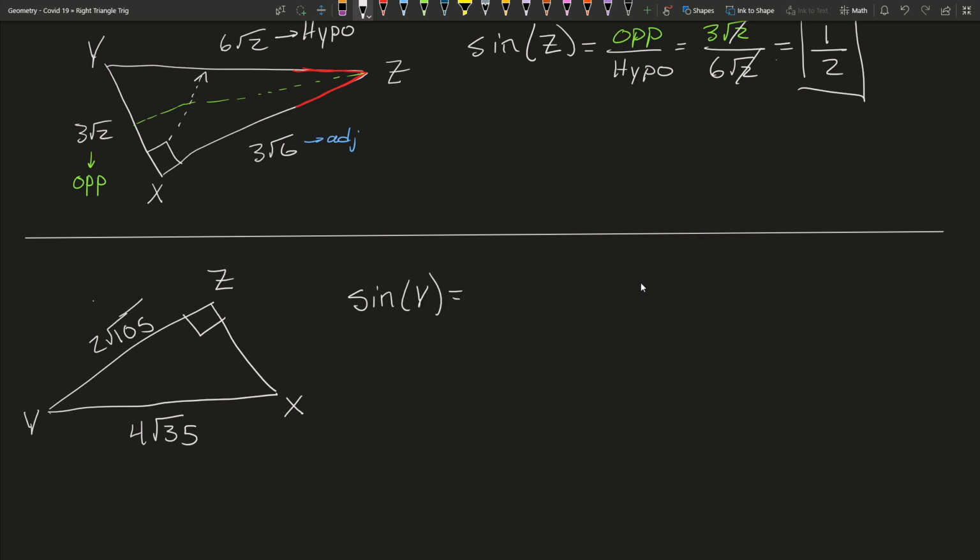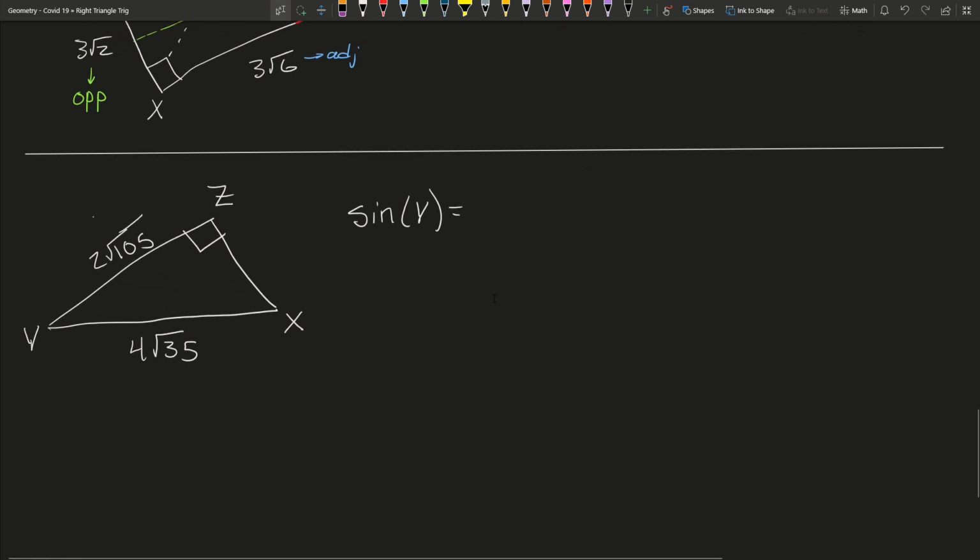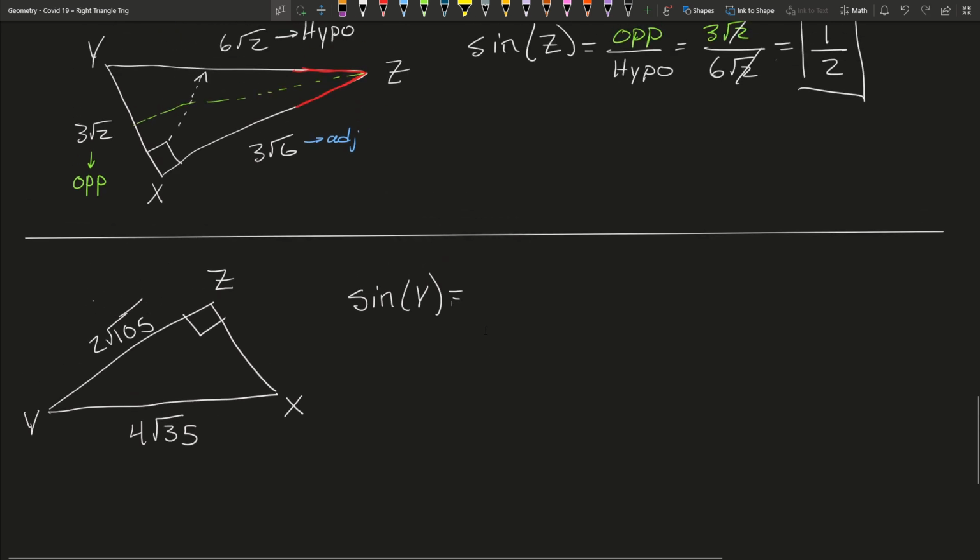Okay, we'll do this and then we'll end this lecture and then go to Teams. So we want to find the sine of y in this case. All right, so again, just as a general rule of thumb, the first thing you should do is label the sides that you have.